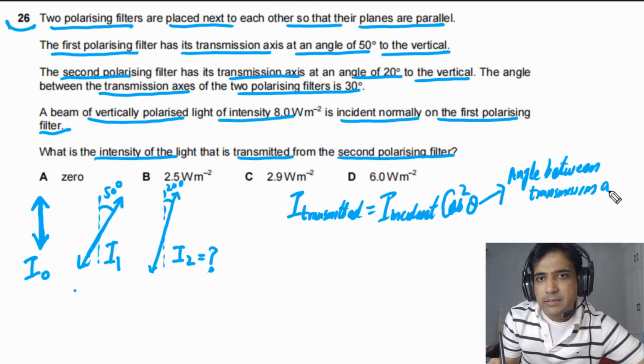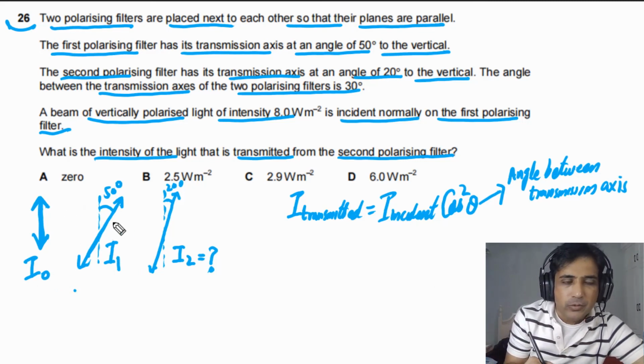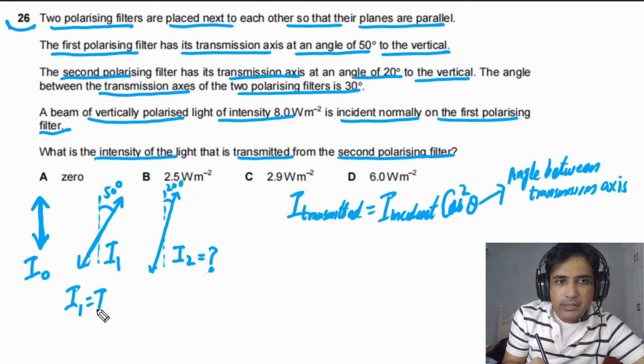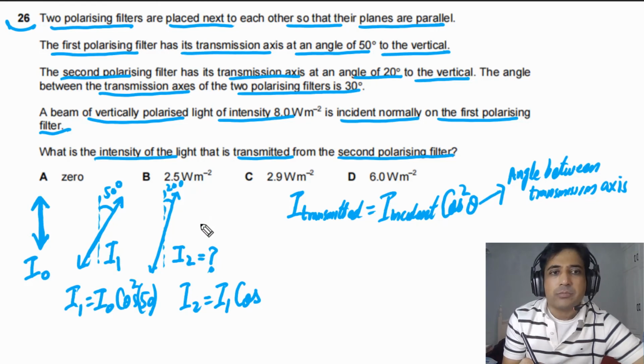Transmission axis. Angle between. So very important one. Now if you look at the first one, in this case I1 will be equal to I naught times cosine of 50 degrees, meaning cosine square of 50 degrees, because the angle between this and the transmission axis is 50 degrees. Now if we need to find I2, we will simply say this is equal to I1 times cosine of angle between transmission axis.